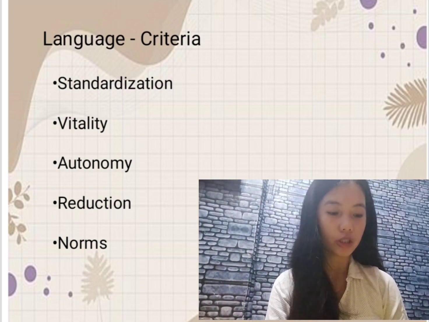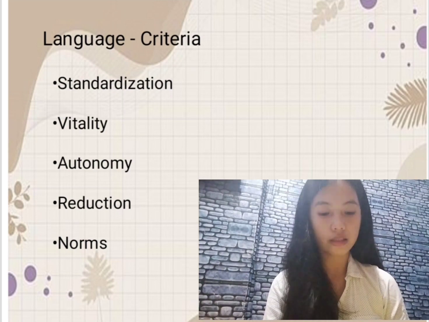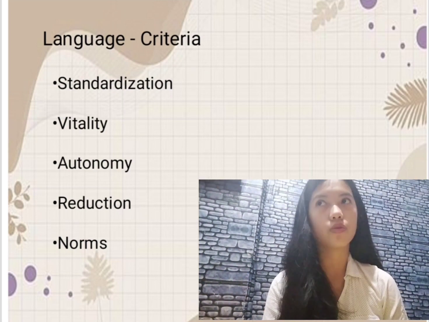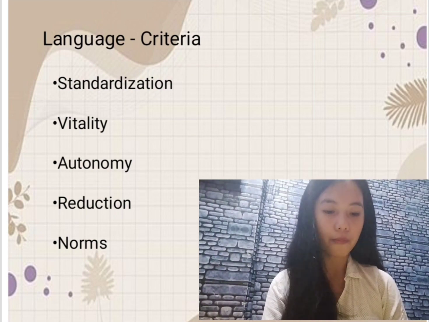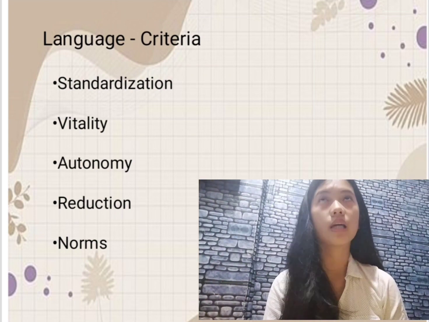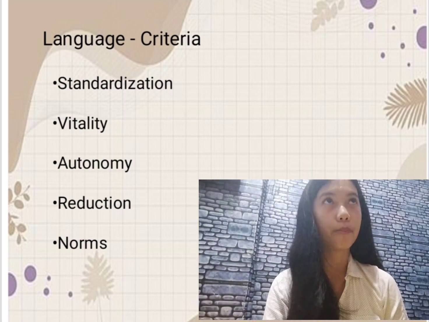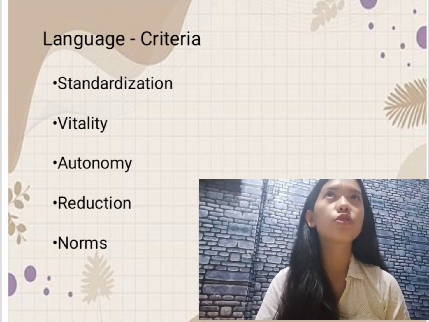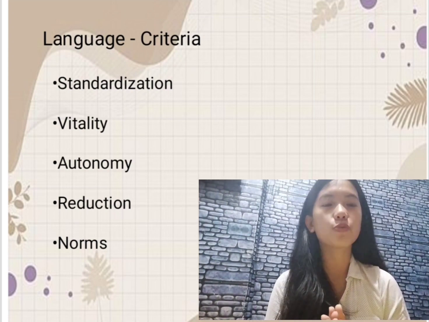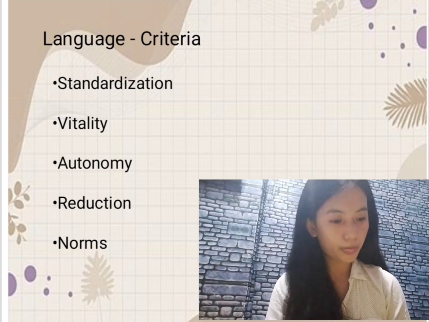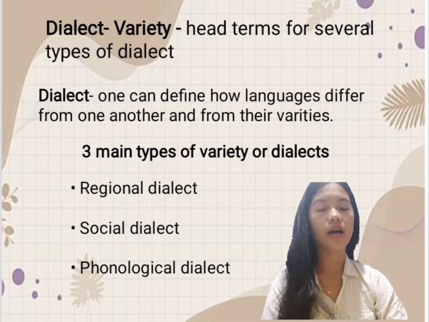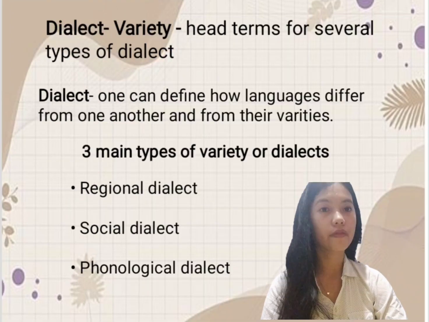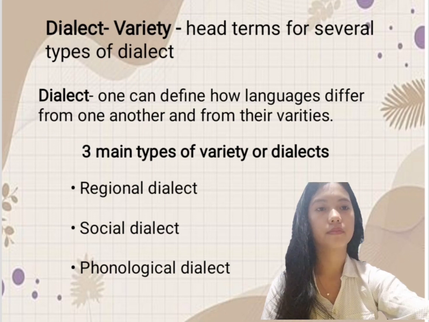The speakers of languages have the feeling that they are good or bad speakers. So there are good speakers, and they represent the norms as proper usage of language. For example, good speakers don't split infinitives. So dialect and variety are the head terms for several types of dialect.